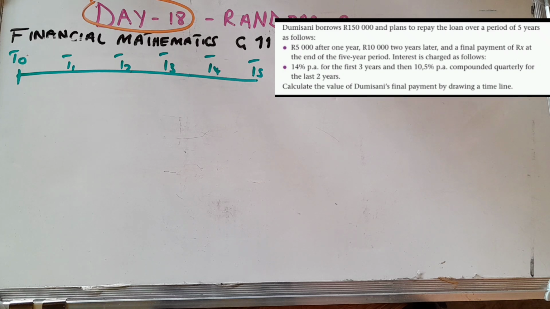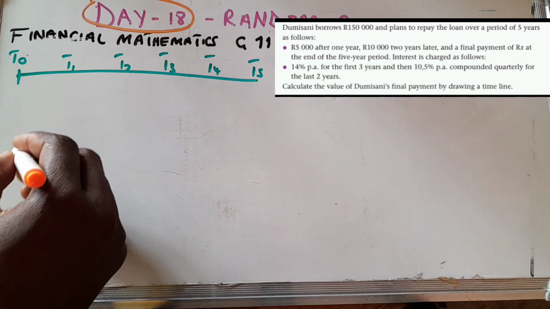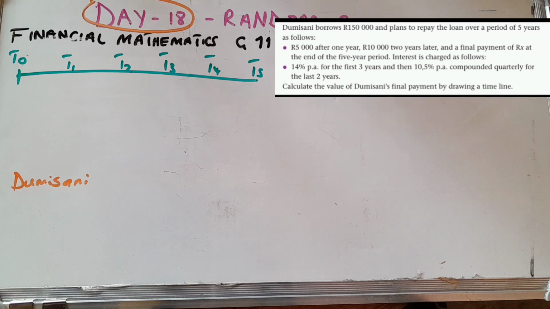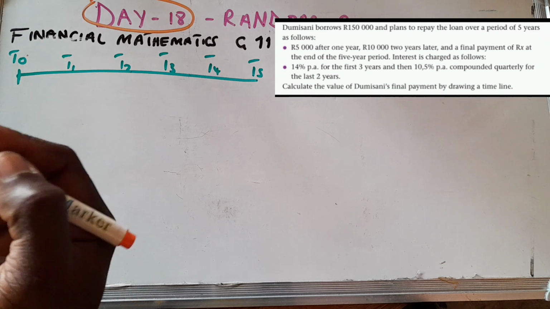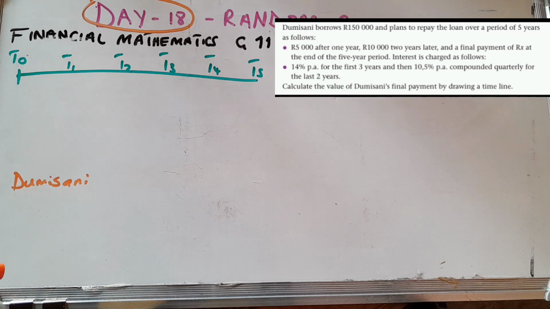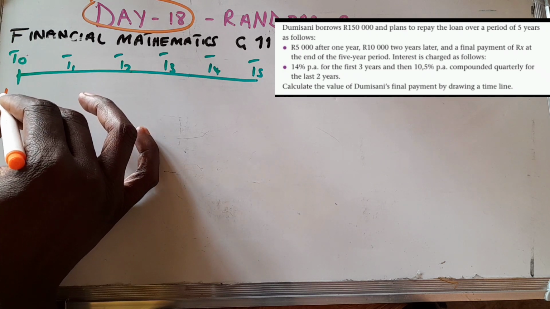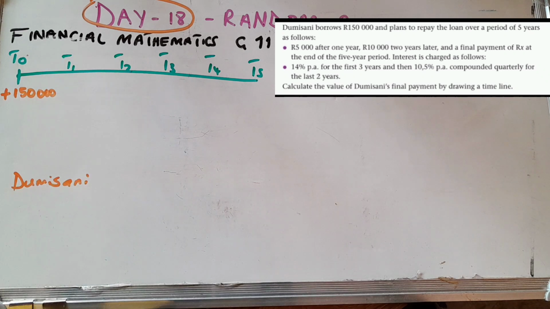Once you take out a loan, we can take this situation as a two-way situation. We can take it from the perspective of the person who took out the loan. Dumisani is the one who took out the loan. So we can take it from the perspective of Dumisani, or from the perspective of the bank. But right now let's take it from the perspective of Dumisani. So once he receives the loan, to him it will be an addition to his amount. So we can say to Dumisani at T0 he got plus 150,000, right?